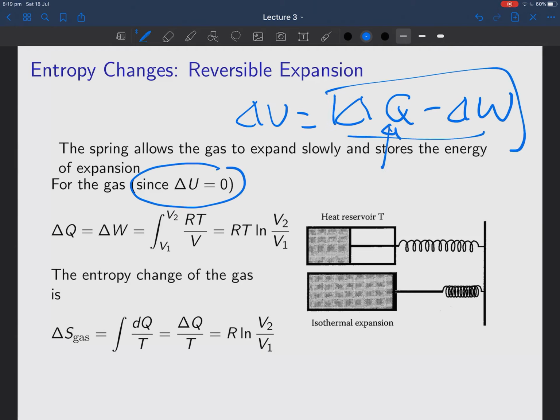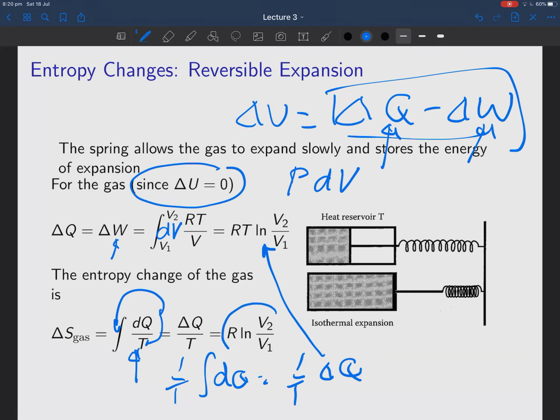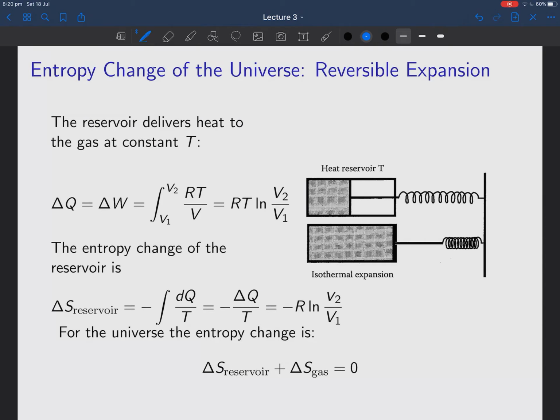The entropy change of the gas is really easy because it's just the integral of dQ on T, and T is a constant because this is done isothermally, so we can take T out the front. So it's the integral of 1 on T dQ, which is 1 on T delta Q, and we just got delta Q from here. So the change in entropy of the gas is just that. That's fairly straightforward as well. We've figured out what the change in entropy of the gas is.